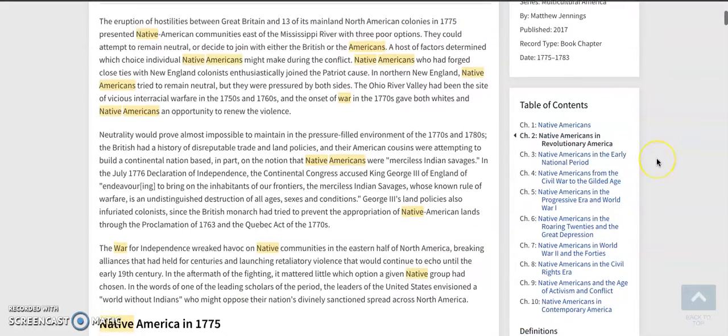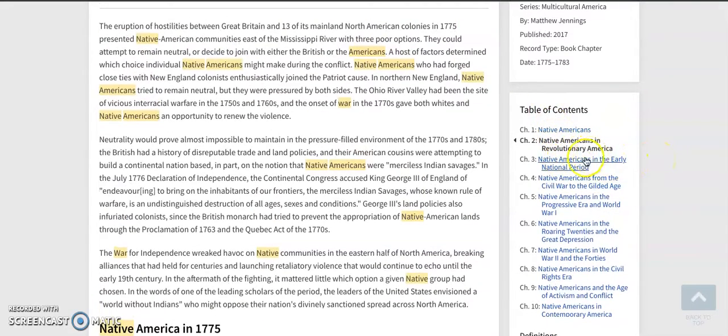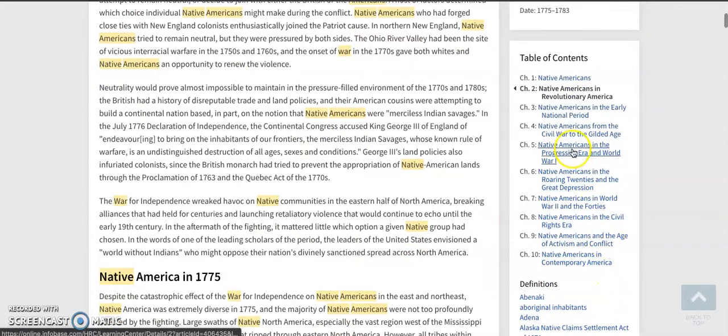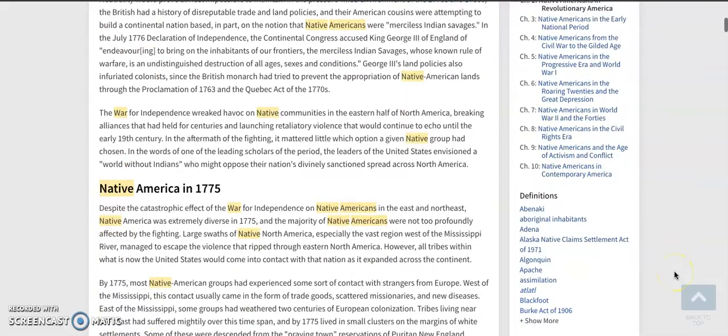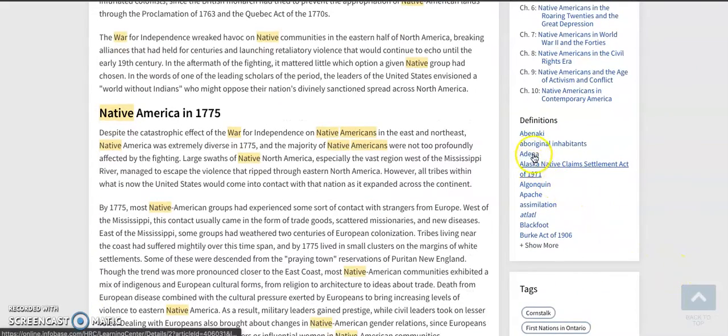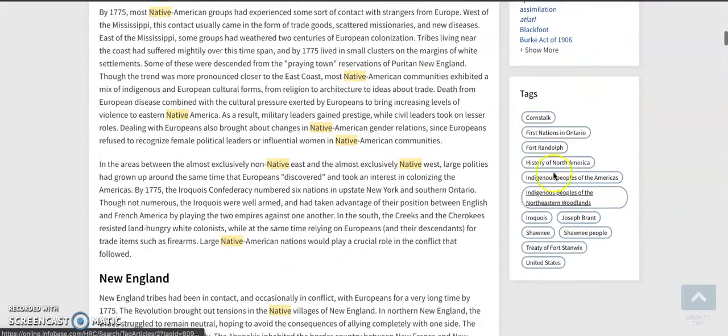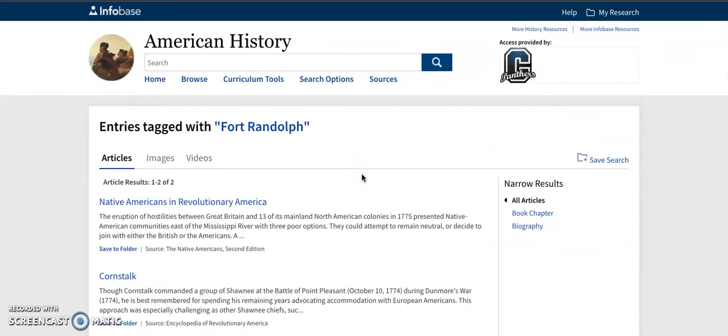Again, you'll see, this is coming from a book. So if we want to dig in and learn more about what Native Americans were doing in different time periods, we can. We can get some definitions of different tribes and different words like assimilation, different acts that happened. And then again, we see tags. So these are the topics connected to this article. Maybe we want to go a little deeper, learning about, well, I want more about Fort Randolph, and then I can click there and it will bring it up.